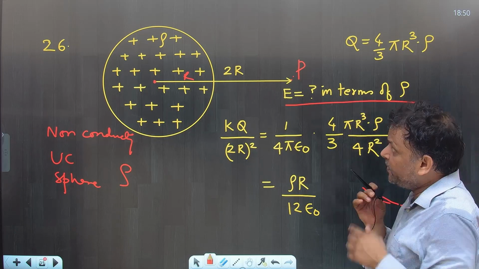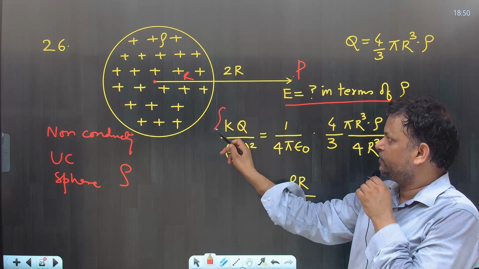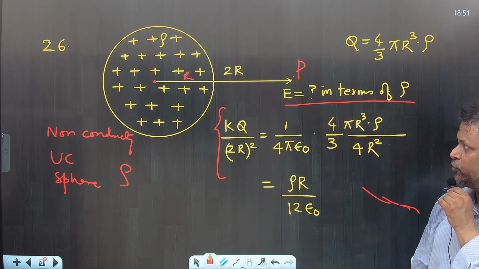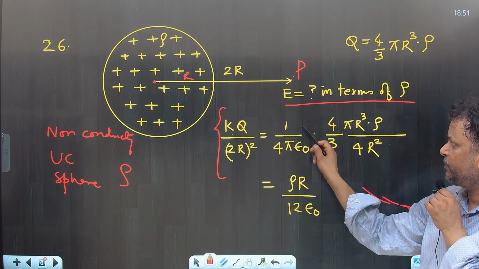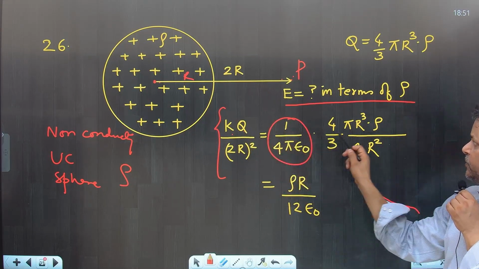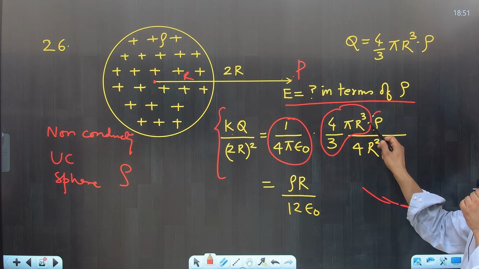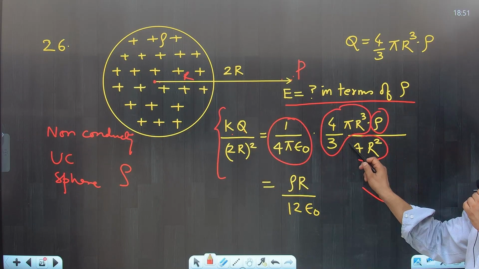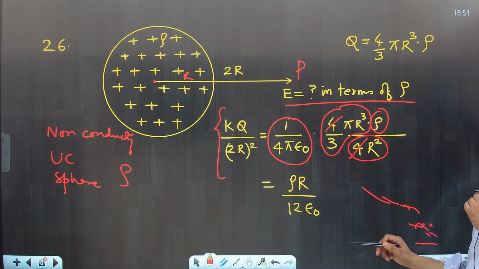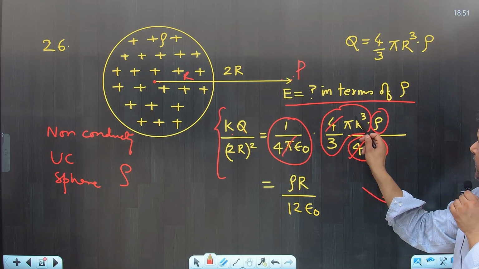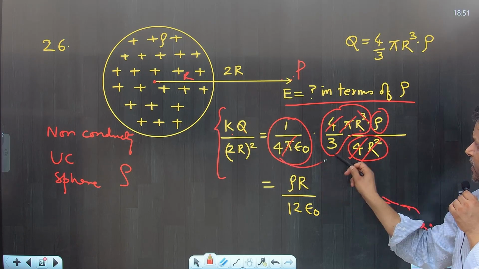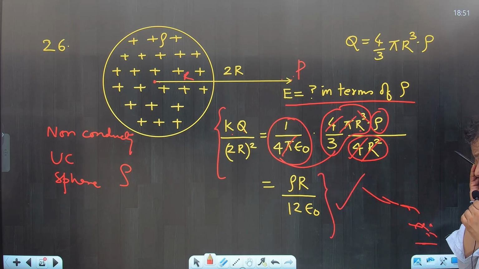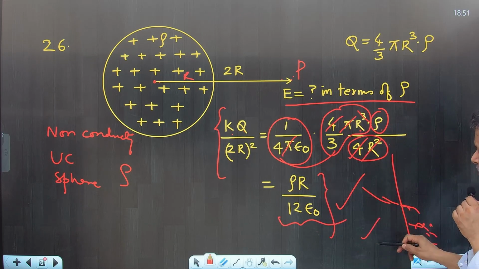You have to find the electric field in terms of rho. See, this point is outside the sphere, so the sphere will behave like a point charge. Kq by r square, where r is 2r, so kq by (2r) square. So k is 1 by 4 pi epsilon, q is 4 by 3 pi r cube, the volume, into rho, and (2r) square is 4r square. So you can cancel 4 and pi, and r square with r cube, and you'll get rho r by 12 epsilon 0. So the electric field outside of this sphere at point P will be rho r by 12 epsilon 0.